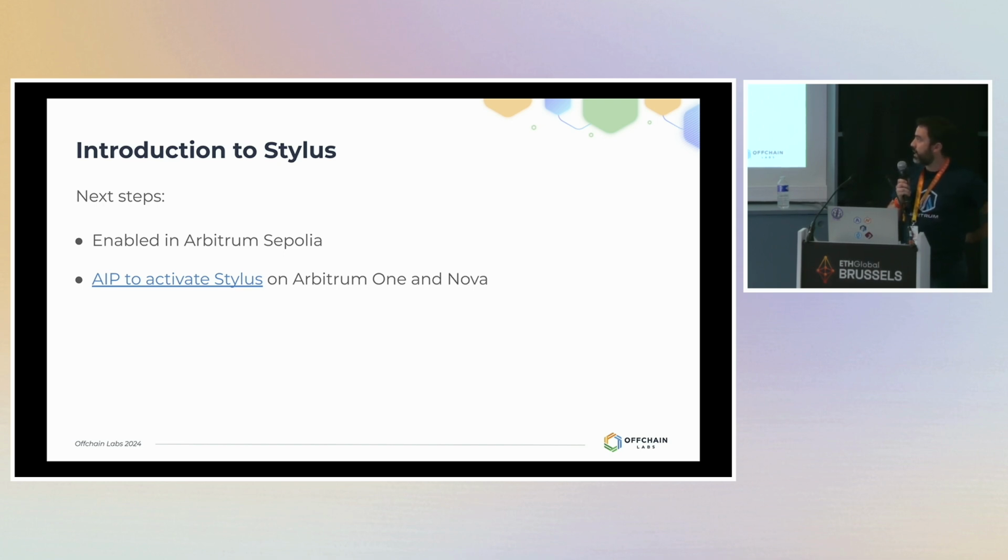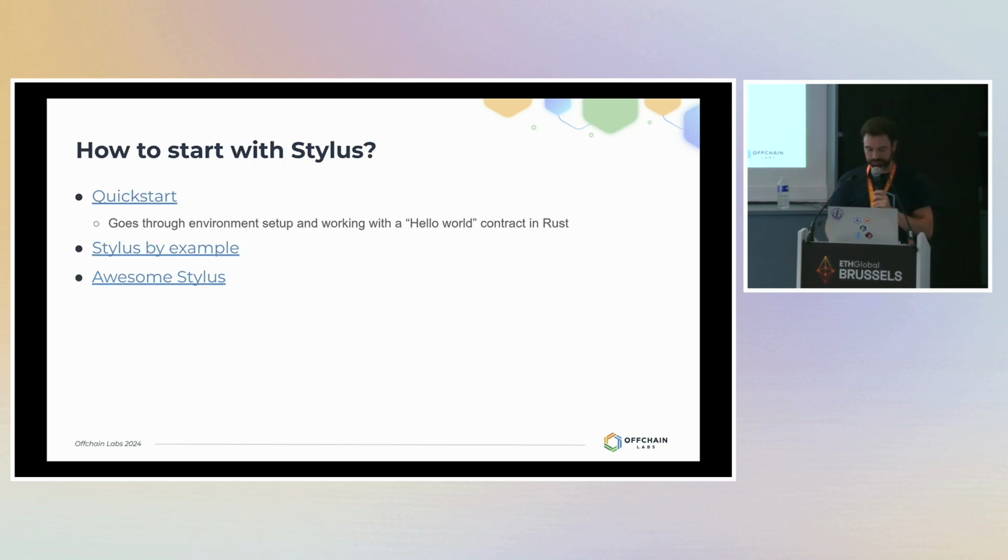And there is an AIP already in the governance forum to activate it on Arbitrum One and Nova. The on-chain vote will come soon. I don't know exactly when, but probably soon. And if the DAO votes for it, we will enable that on One and Nova.